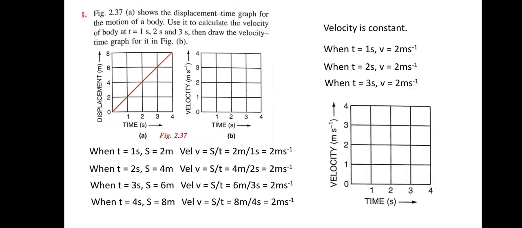Therefore, the required graph will be over here. When time is 1 second, the speed remains 2, 2, 2, and it remains fixed. So when you plot the graph at these points, you'll get a straight line like this, and this will be the graph for the constant velocity or the uniform velocity in this case.